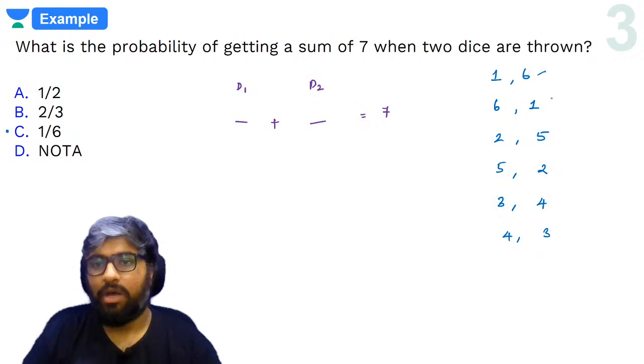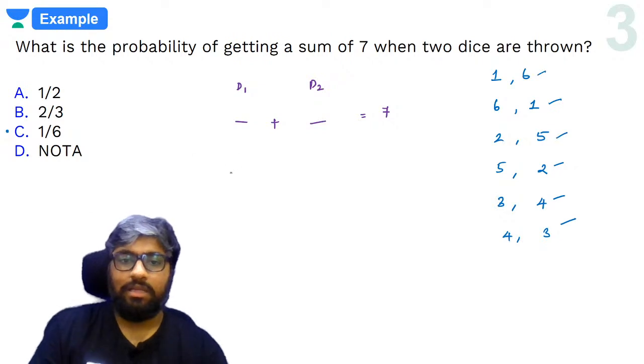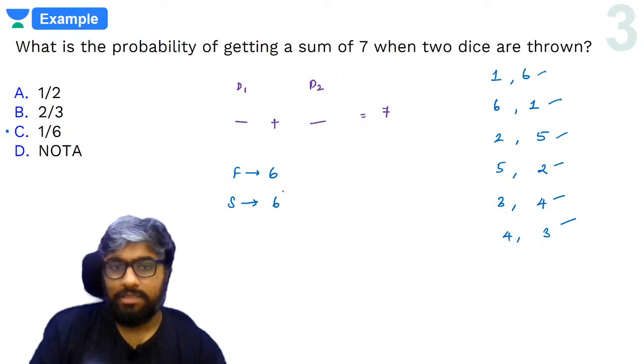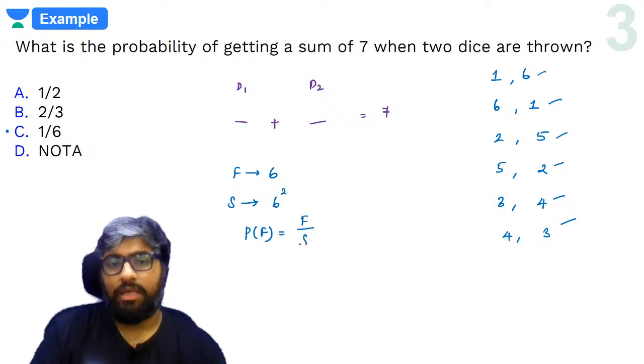So how many? 1, 2, 3, 4, 5, 6. Right? So the number of elements in the favoring set is how many? 6. What about the sample space? There are 2 dice thrown, that is 6 square. So our probability of getting this done is how much? F by S, that is 6 by 6 square. That's nothing but 1/6.